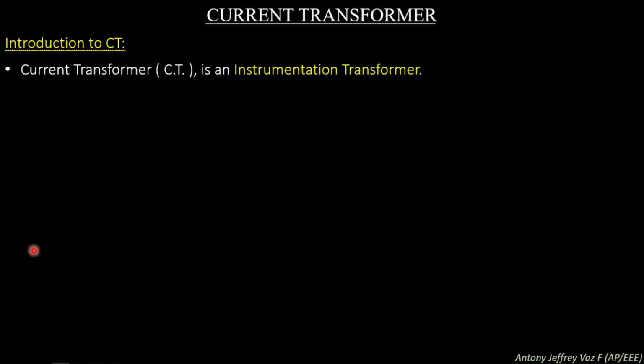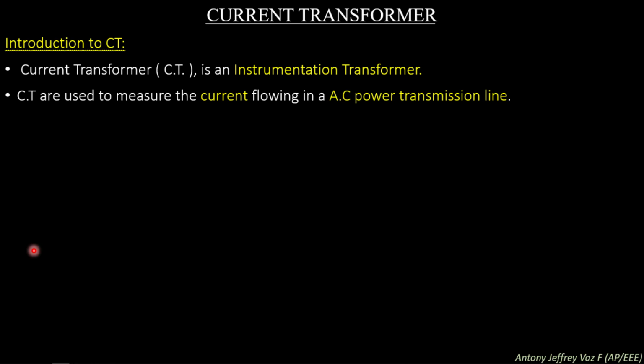We all know the currents present in the bus bar are of very higher values. So to measure these things, we need separate devices. Such a device is a current transformer, or otherwise shortly known as CT. Current transformers are used to measure current flowing in AC power transmission lines.